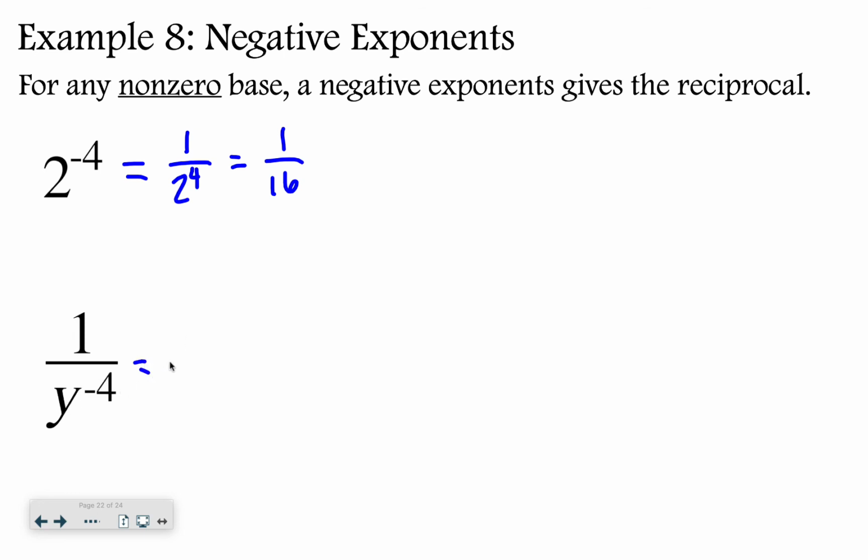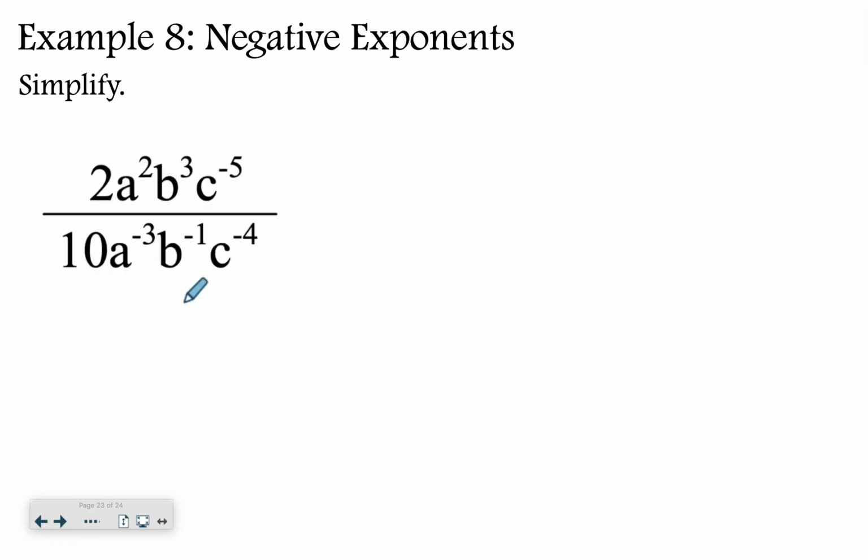So the reciprocal means that that would flip, and this would become y to the 4th. And you wouldn't have to write it over 1. The reason we do that is because in order for an expression to be fully simplified, you can't have negative exponents. So when you flip it to the reciprocal, it makes it a positive exponent. If the negative exponent was on top, it goes to the bottom. If it was on the bottom, it goes to the top, and that's how they become positive.